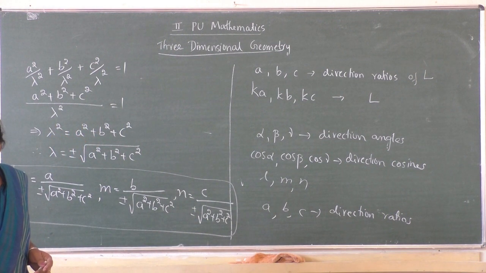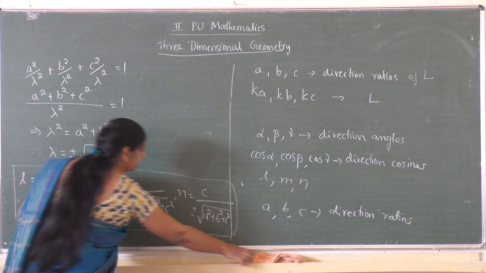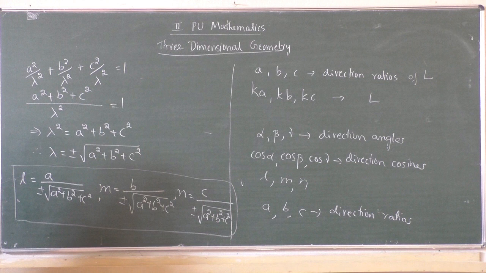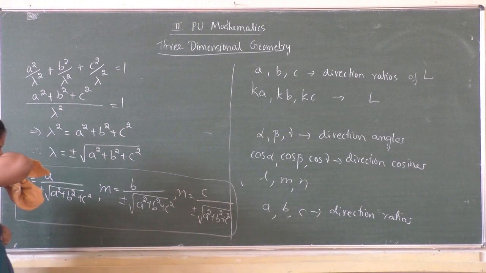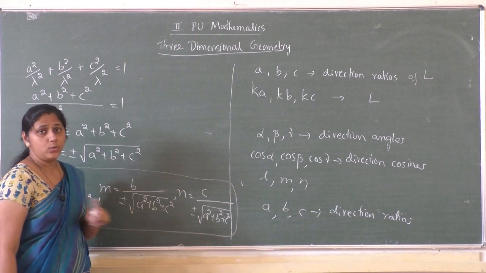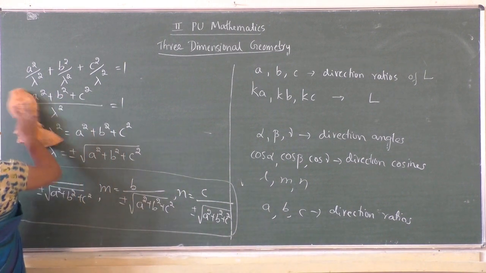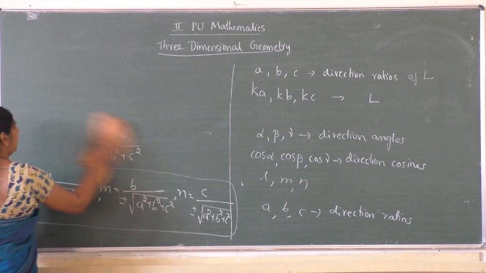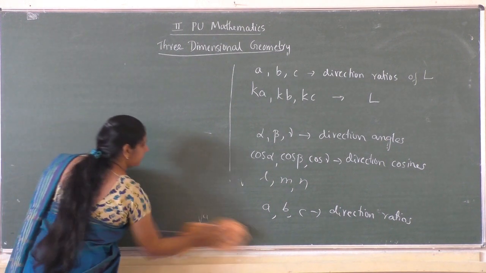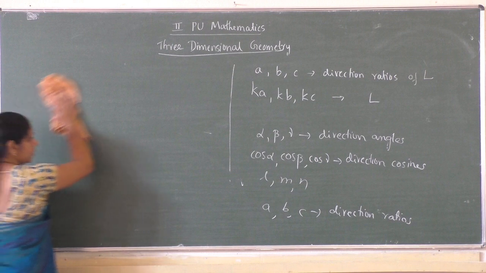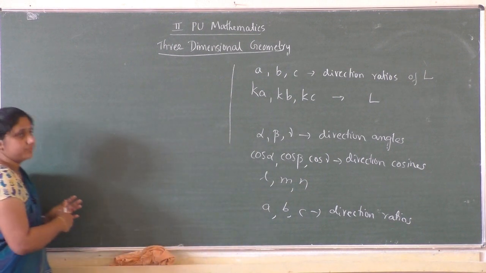Next, we will find direction cosines of a line joining 2 points. In the first case we took only 1 point, right? Now we will find the direction cosines of a line joining 2 points.